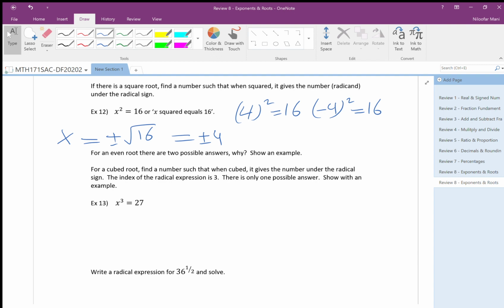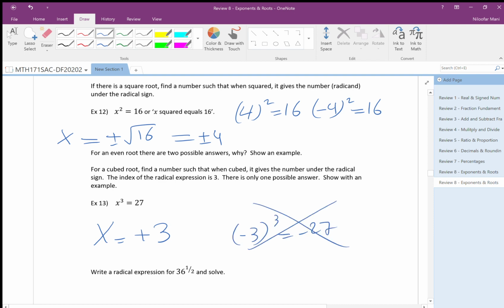How about this guy? X cubed equals 27. X is plus 3. Why? Because 3 multiplied by 3 by 3 is 27. How about minus 3? Minus 3 doesn't work, because if I do minus 3, it's minus 27. So this one doesn't work. Okay?